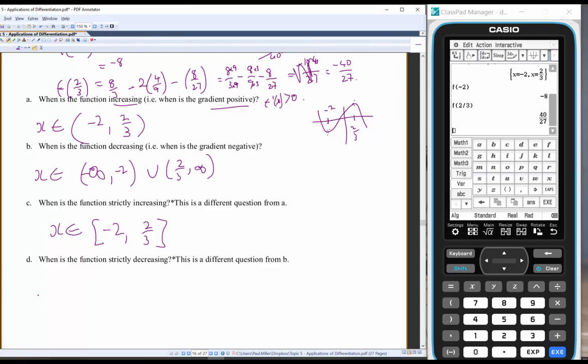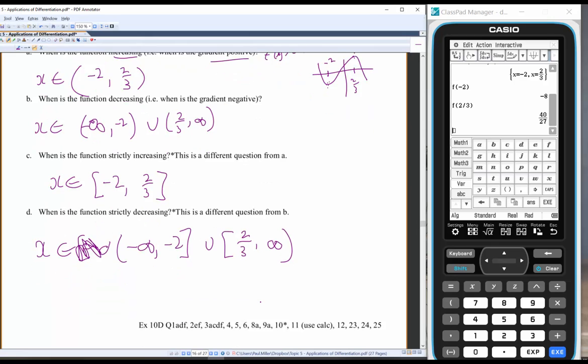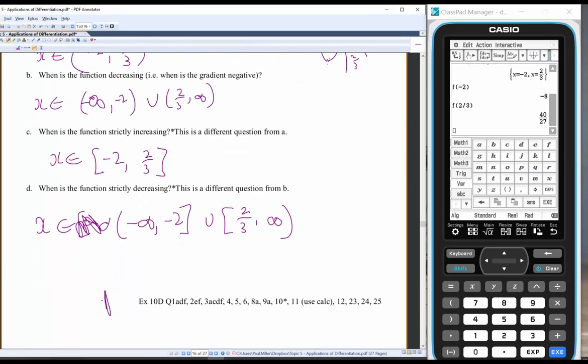And so for part B, x is an element. It's going to be still don't include negative infinity, but we square bracket those endpoints. Okay. All right, so there's your questions there, and don't forget to use the calculator for those ones.